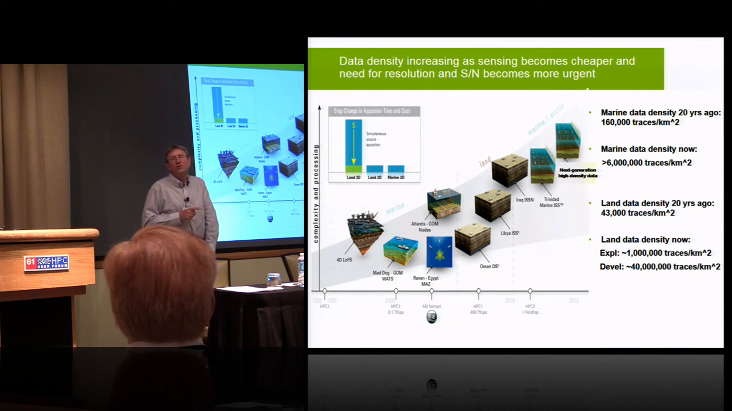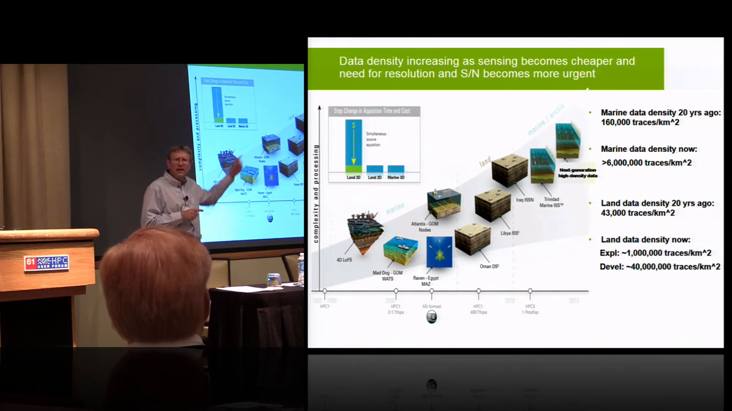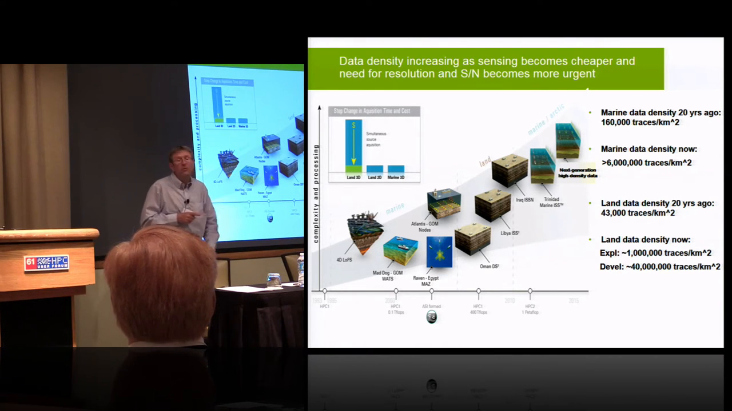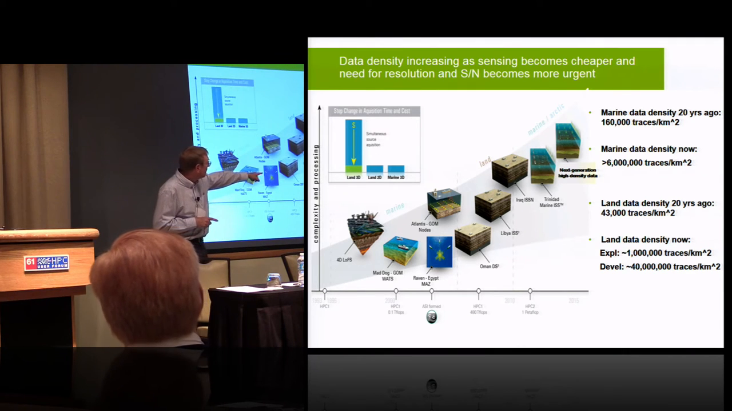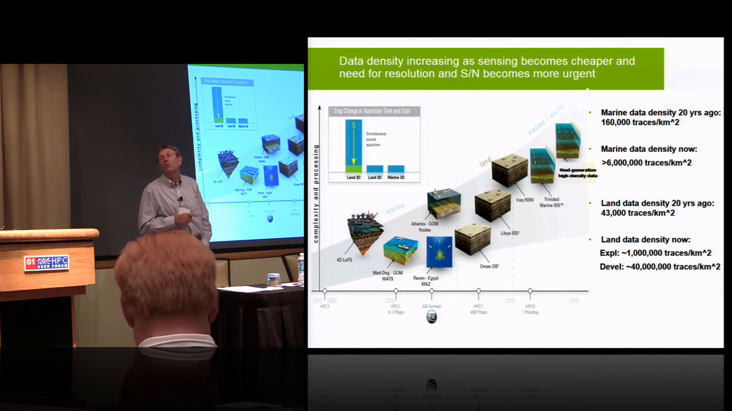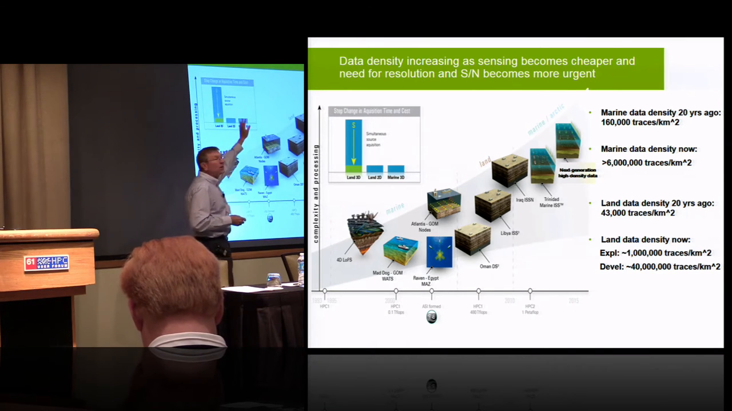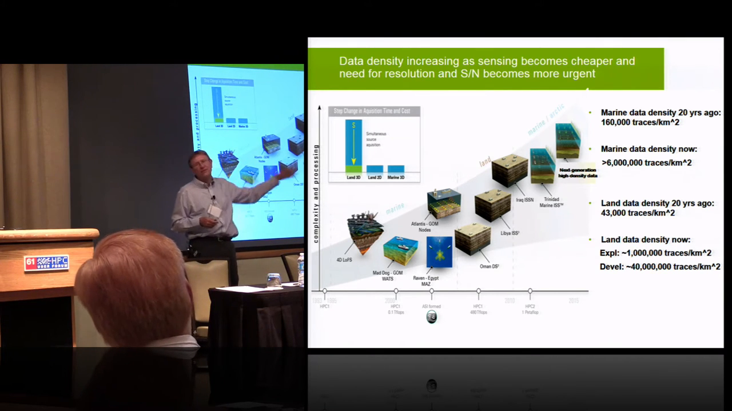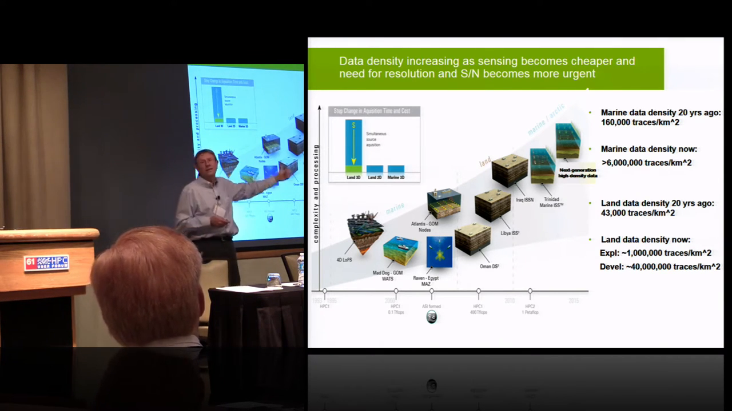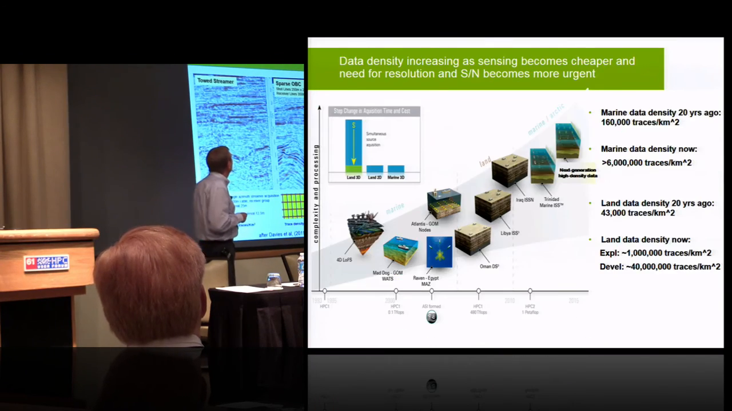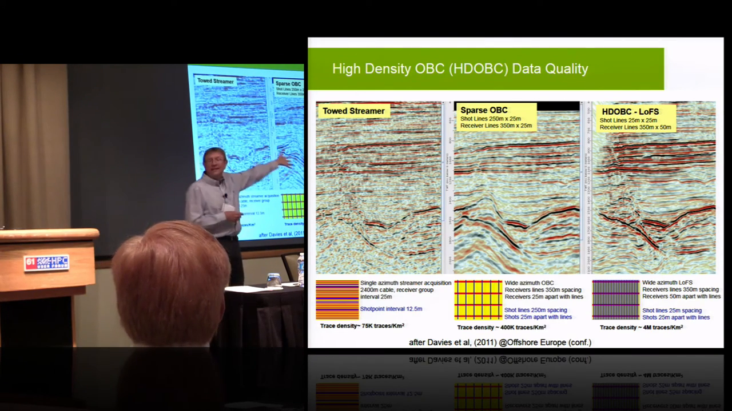Now we're collecting surveys for exploration, when we're trying to cover large areas, that are often in the neighborhood of a million traces per square kilometer. And there are a few places on the planet where we've now exceeded 40 million traces per square kilometer onshore. When people talk about next generation recording systems, they're going to probably raise that number, if not an order of magnitude, another half order of magnitude. So that's going to go up. When I said that even with the downturn in the industry data density's going up, that's what's going on. Okay. Just a picture of what data density buys you.